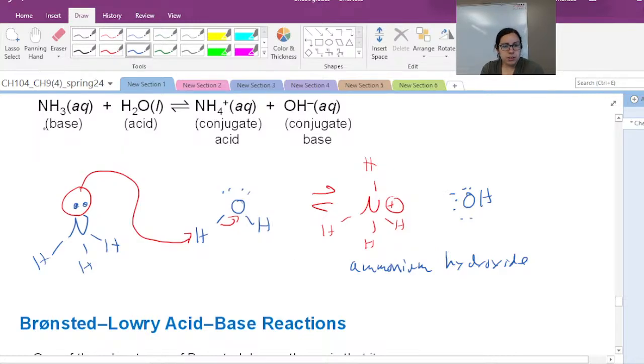Then we have our species labeled. This was our base. Water is acting as our acid since it got deprotonated, so it's our H plus donor. Then this became our new conjugate acid species as it gained a proton, leaving us with our base.